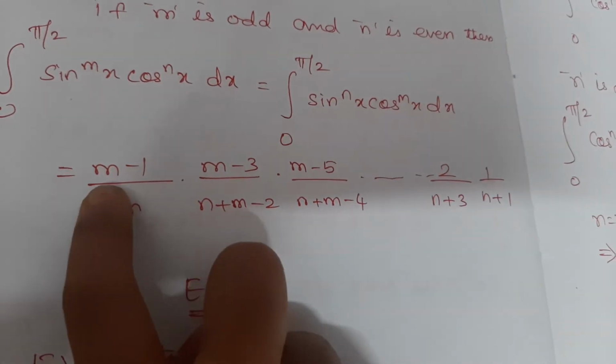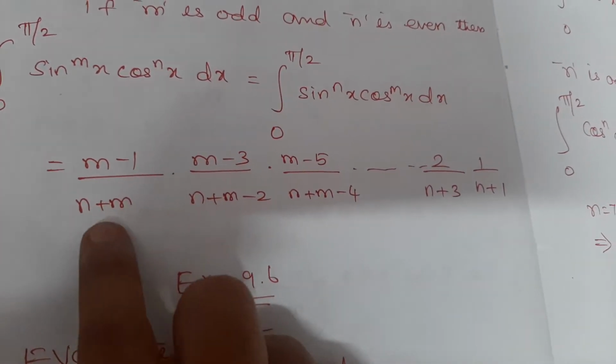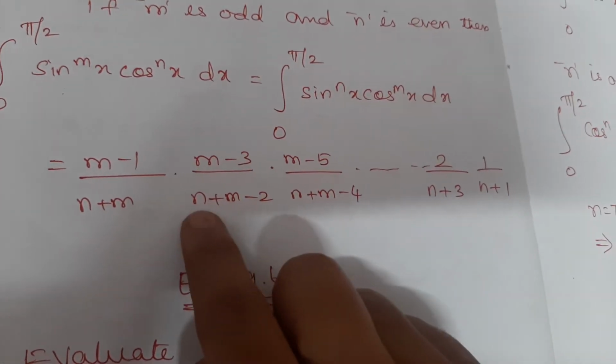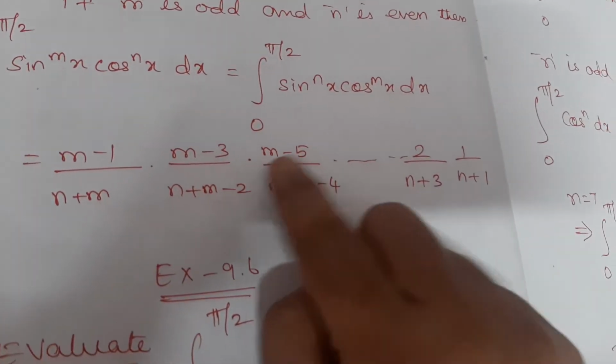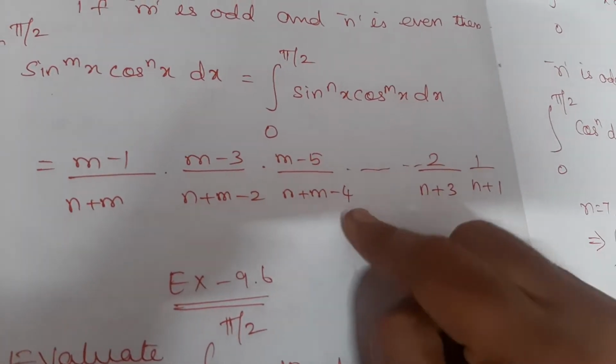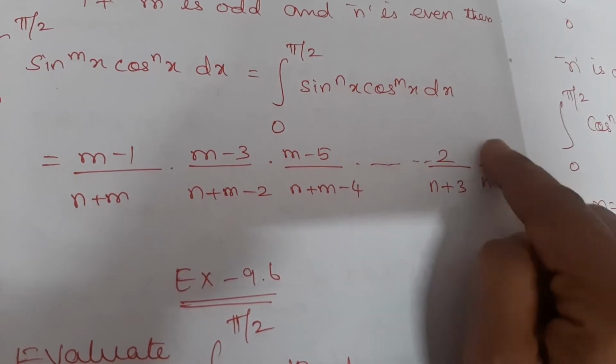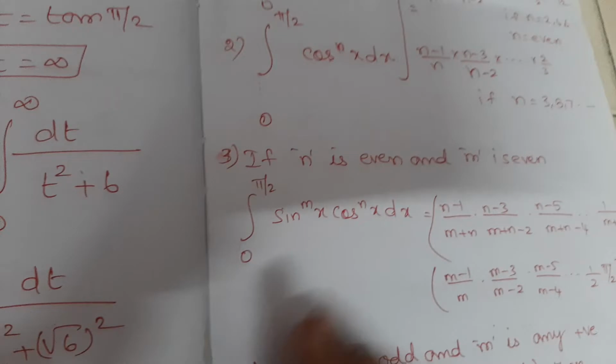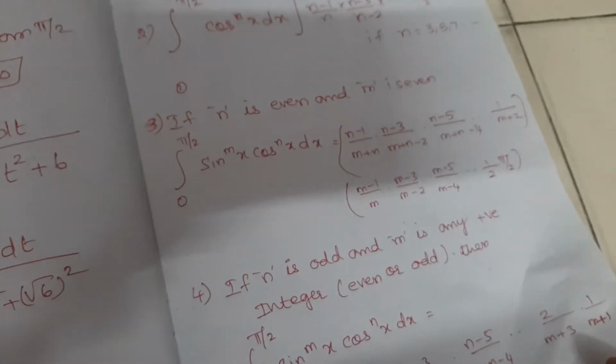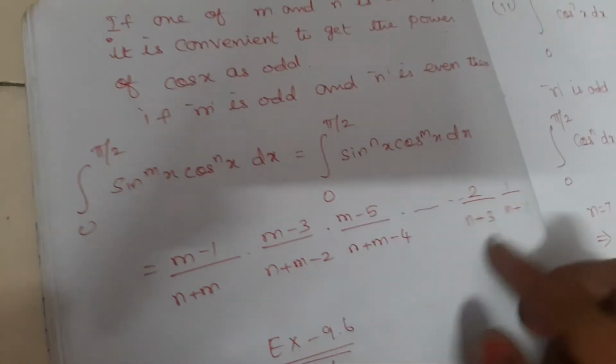We have to use this formula, (m minus 1) by (n plus m), (m minus 3) by (n plus m minus 2), (m minus 5) by (n plus m minus 4), up to 2 by (n plus 3). So these are the formulas you have to recollect before doing the problem. So we have 5 formulas.